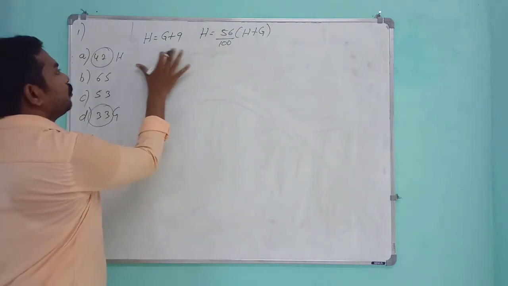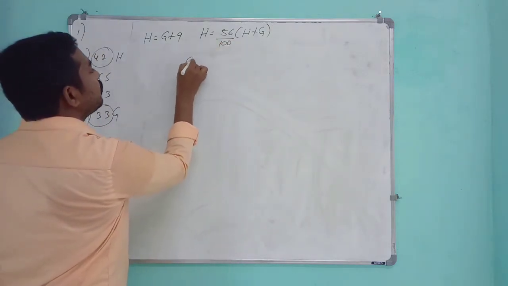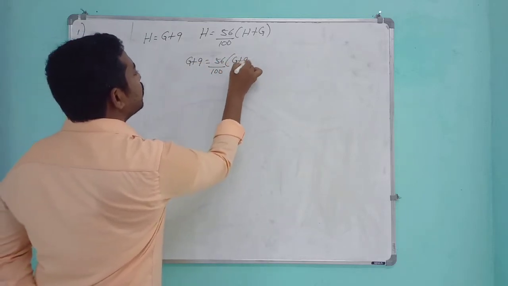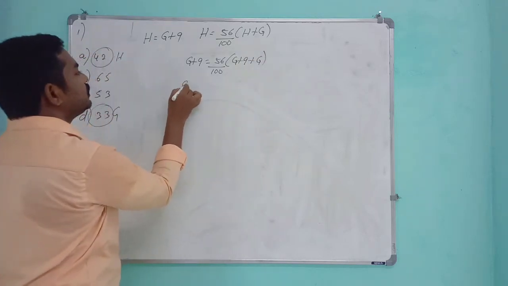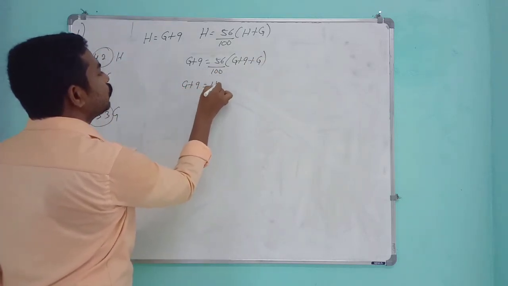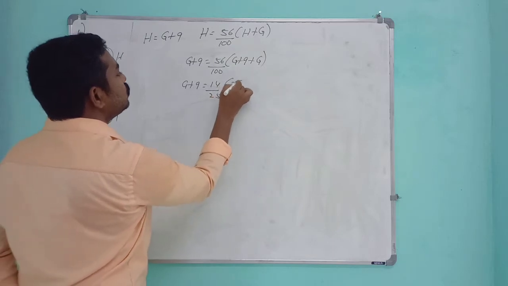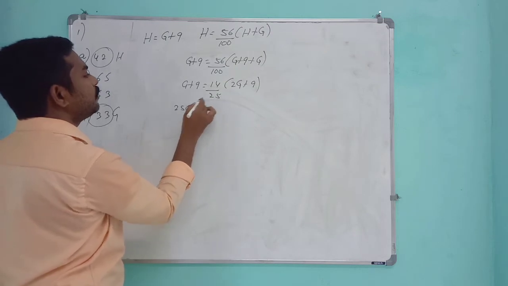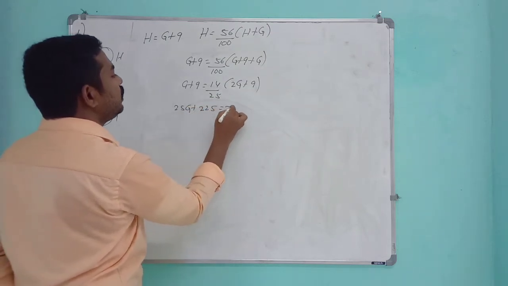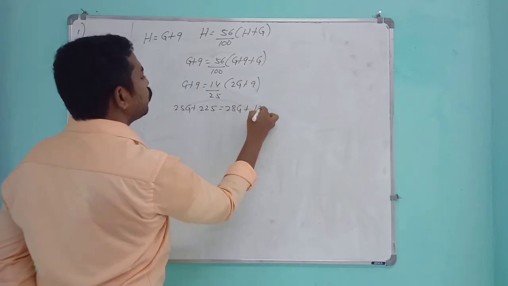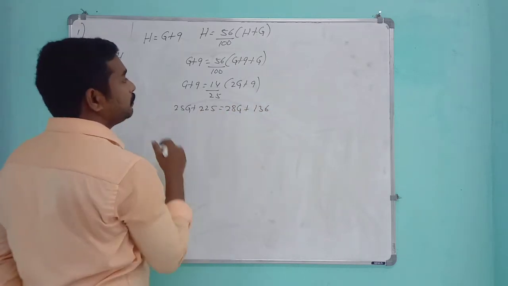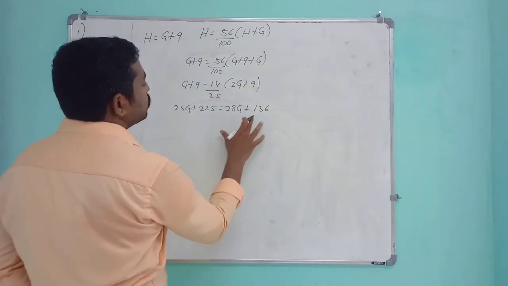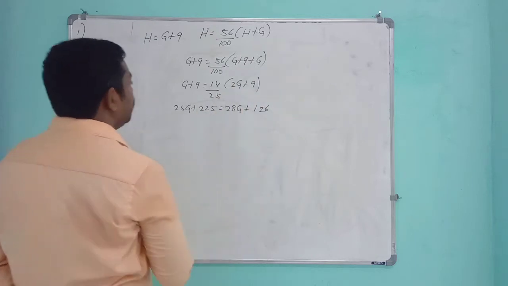Now if you substitute the value of history in the place of h here, that is g plus 9 is equal to 56 by 100 into (g plus 9 plus g). Therefore, that g plus 9, 4 1s are 4, 4 4s are 16, 25s are 100, and then 2g plus 9, that gives you 25g plus 225 is equal to 28g plus 126. 9 4s are 36, that is 90, so 126 here.